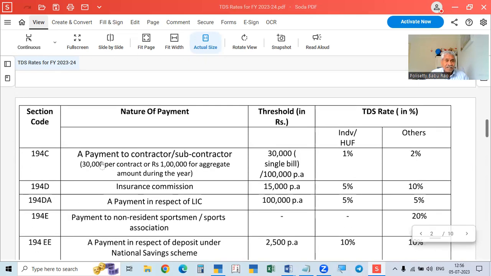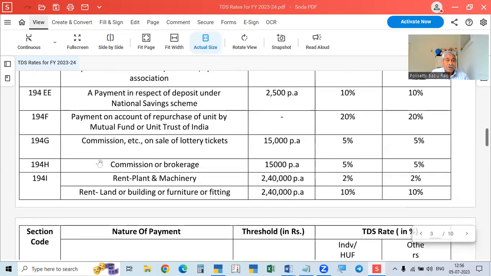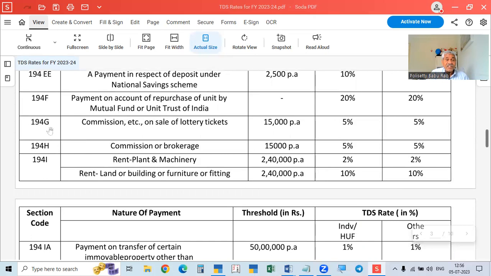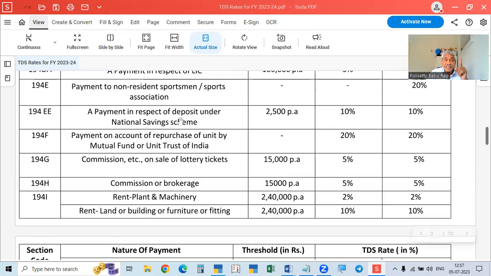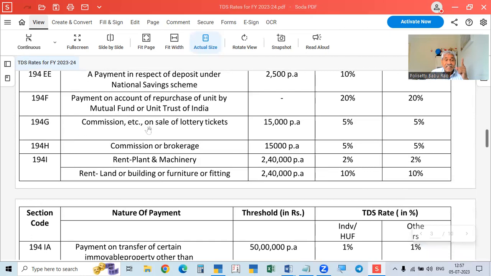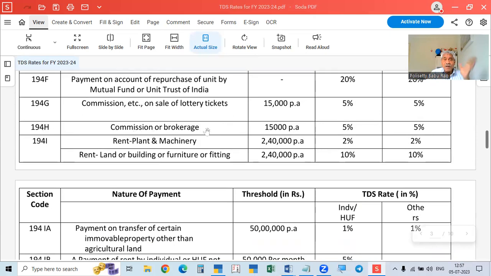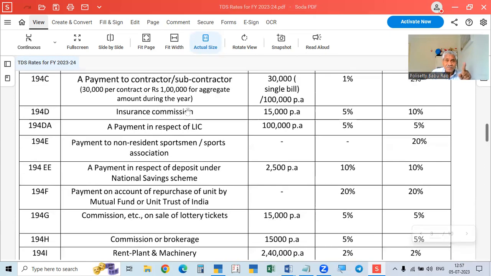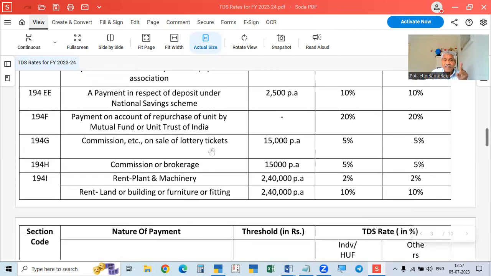And then 194C, 194D. Then 194G and 194H. G is commission on sale of lottery tickets, 5%. D is insurance commission. G is commission on sale of lottery tickets. H is commission or brokerage, except these 2, except insurance commission and sale of lottery tickets. Any other commission or brokerage given is covered under 194H. Limit everything same, rate everything same.